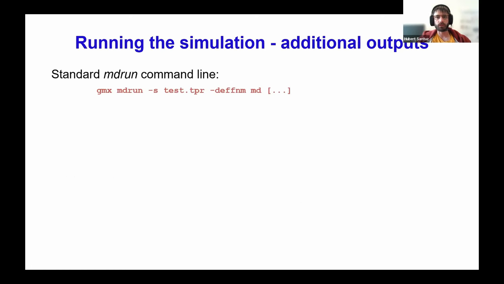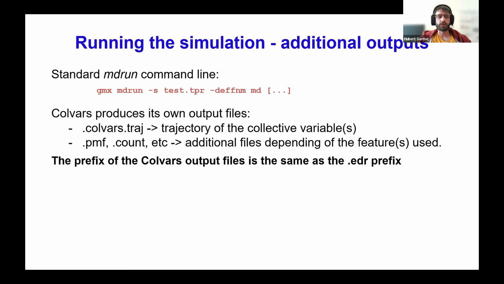Then to run the simulation, it's the same as before. You use a standard mdrun command line with the correct TPR you just created. And then the simulation is performed. At the end, you will see that Colvars produces its own output files. Usually you will have a .colvars.traj file, which corresponds to the trajectory of your collective variables. And you can also have additional files depending on the features you used within the Colvars configuration file. So you can have .pmf, .count, etc.